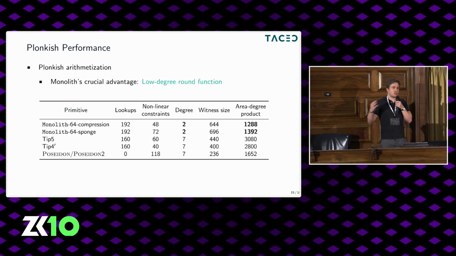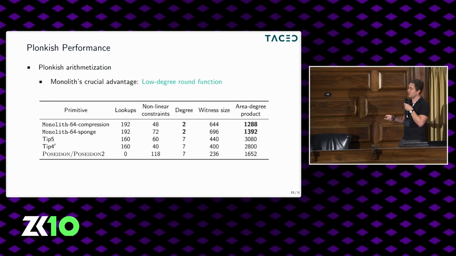But the main advantage of Monolith is that the round function has a very low degree. This also affects prover performance. Our bricks function has only degree 2, whereas DIP5, DIP4 prime, and Poseidon, in this field, require a round function of degree 7.